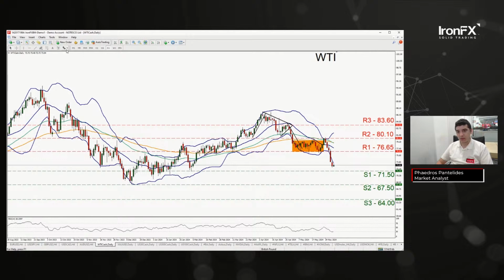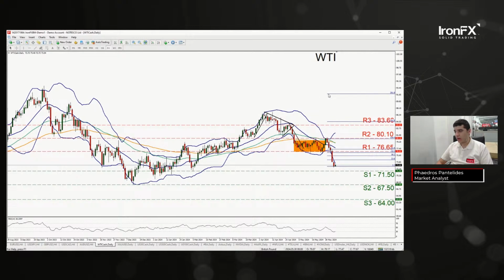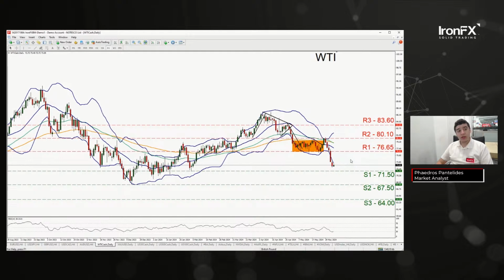That being said, we would not be surprised to see a retracement of oil's price. We use our Fibonacci retracement tool. We will not be surprised to see a retracement of oil's price up to R1 before it moves lower. And now we simply need to remove our Fibonacci. So maintaining a bearish outlook.